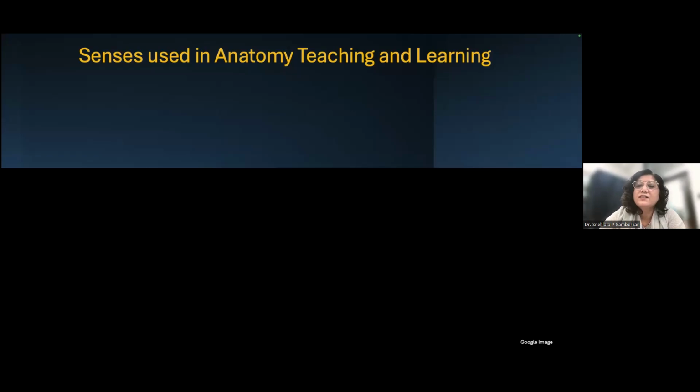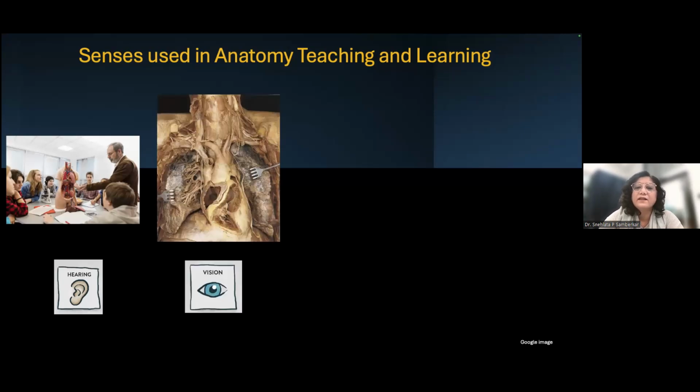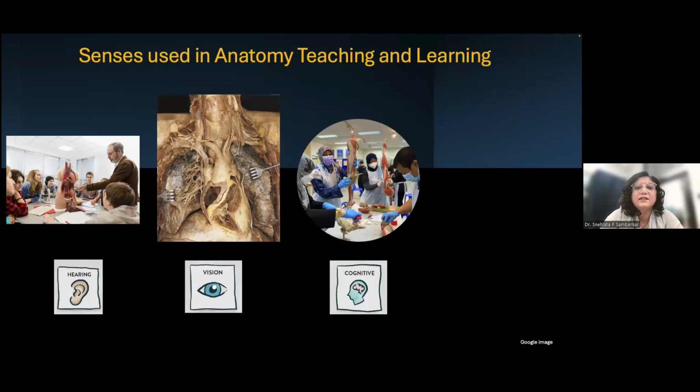Now, there are 4 senses involved in anatomy teaching and learning. The first one is hearing. Now, hearing is essential for understanding lectures, verbal explanation, and discussion led by instructors. Then comes vision. Now, students can observe the anatomical structures and gain better understanding of anatomical relationships and complexity.